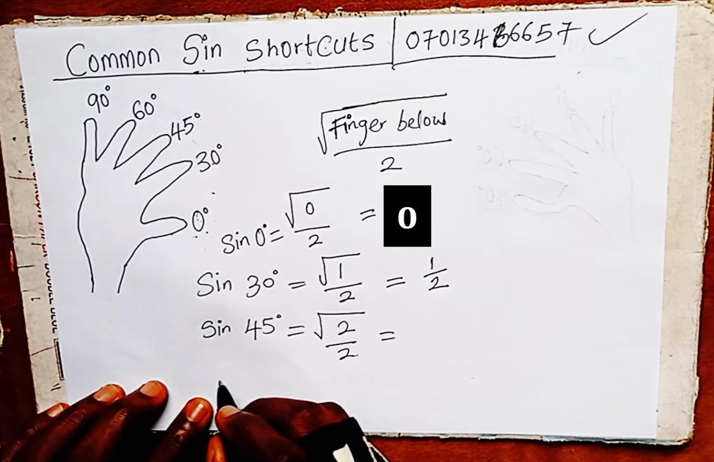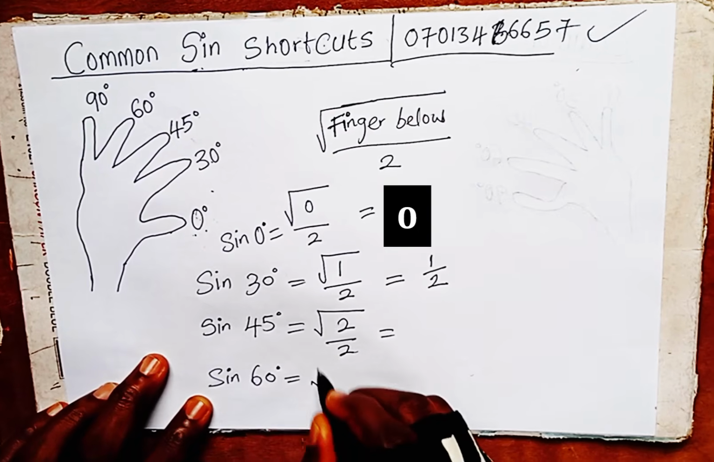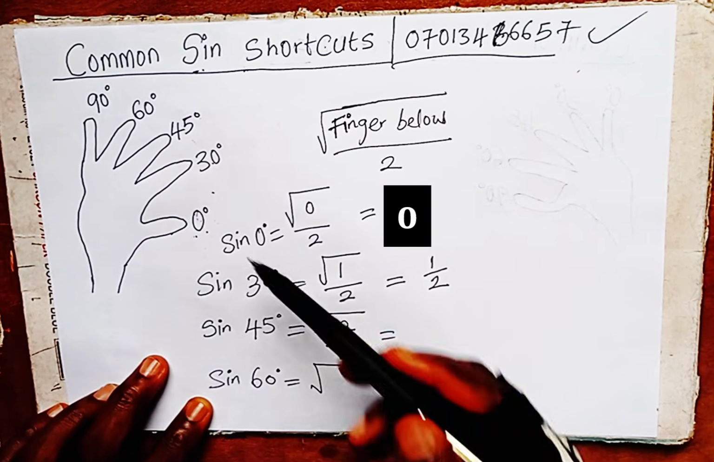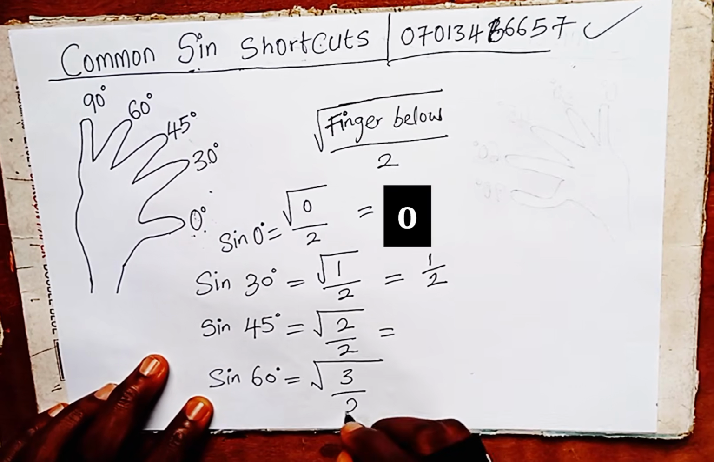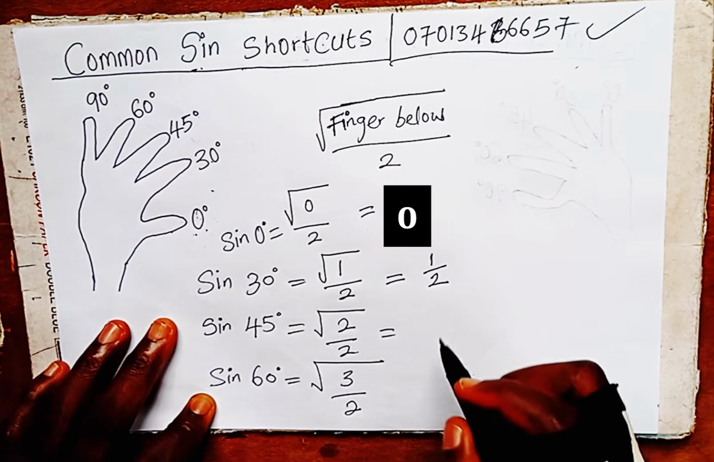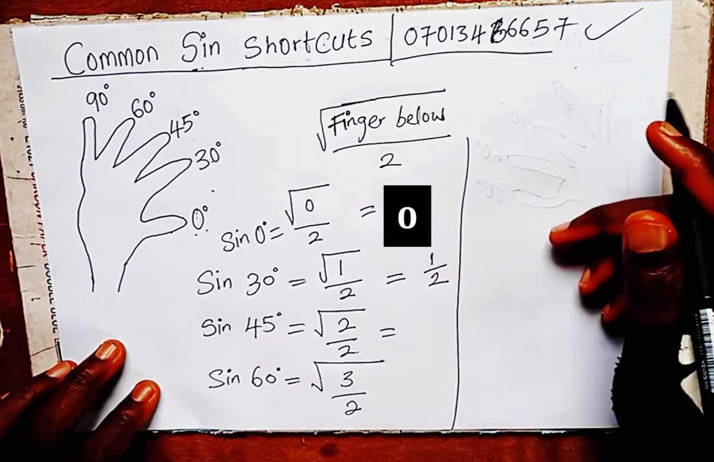The next we have here is sine 60 degrees. The number of fingers we have below 60 is 1, 2, 3. So it's root 3 over 2. Then the final one is sine 90. You can do this one now. Do sine 90 and drop it in the comment section.